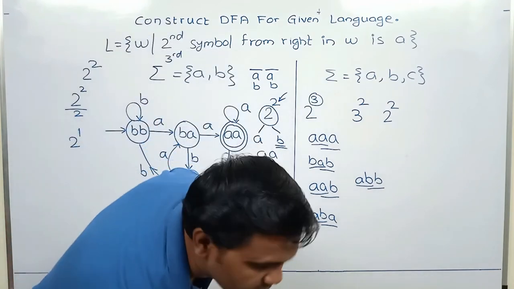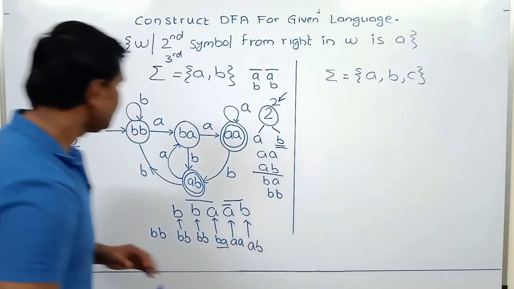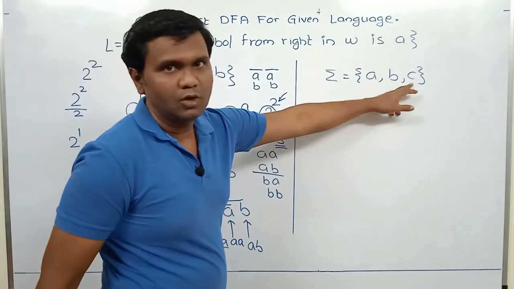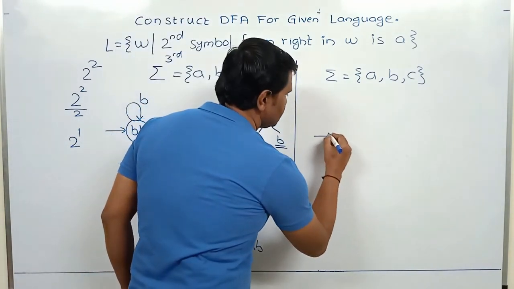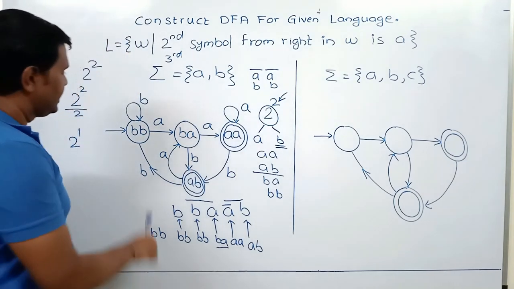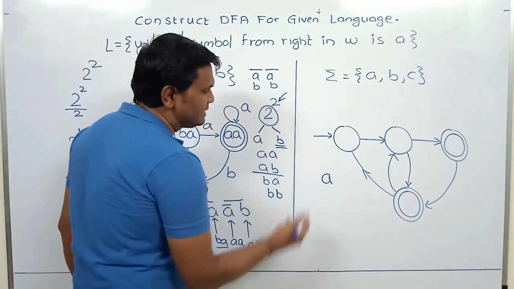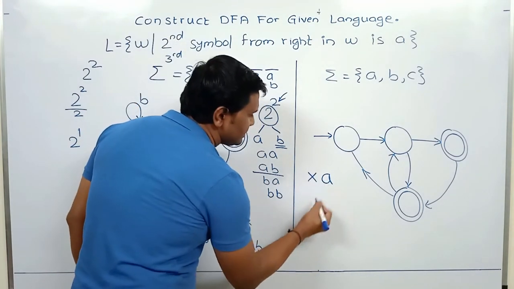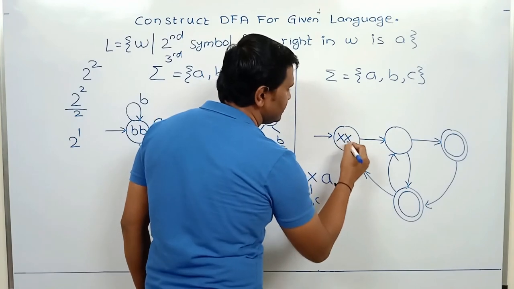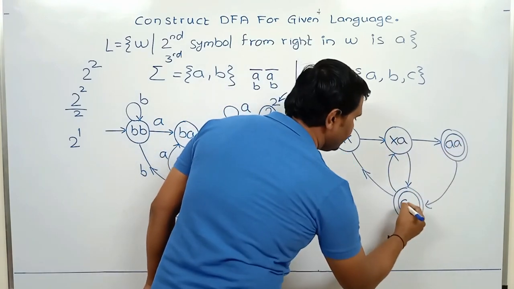Now let's consider an alphabet which contains 3 symbols. The DFA will remain exactly like this. The only thing is we have to handle this new symbol C. So the basic DFA we will draw just like that. We will name states later. Here we were naming states like BB, BA, AA, AB. Now, if it is A, we name it A. If it is other than A, we call it X. X means B or C, anything other than A. So this state will be XX. Here it was BA, it will become XA. This will be AA, this will be AX.